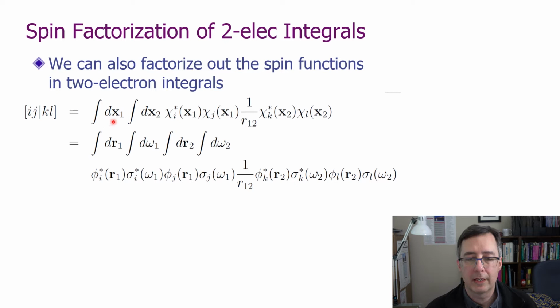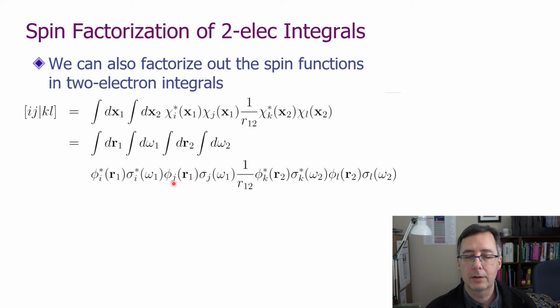An x turns into an r times an omega. Same thing for this x. Chi i star turns into phi i star of r times sigma i star of omega. So that's just chi i star being decoded into this product. Chi j decodes into this product. There's no star on it, so there's no star on those.